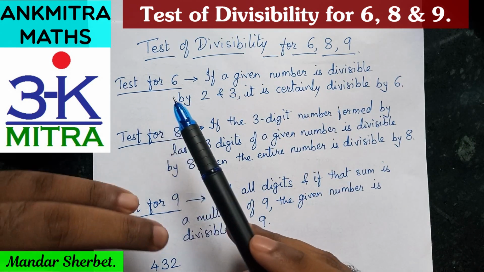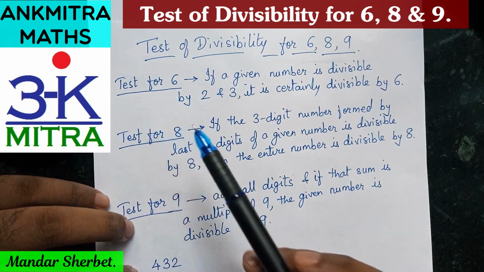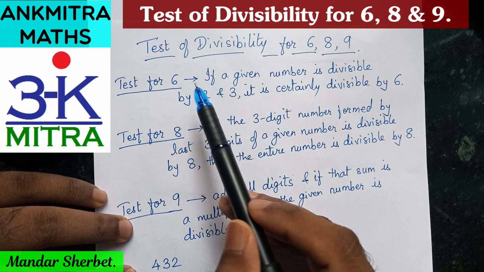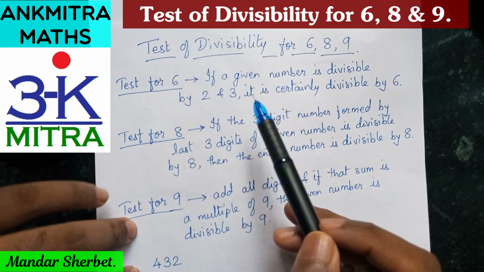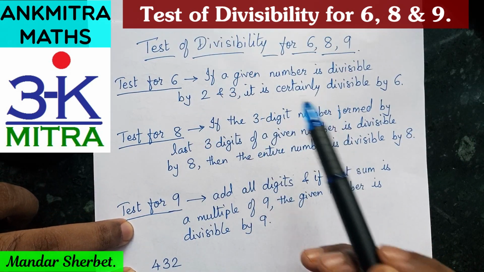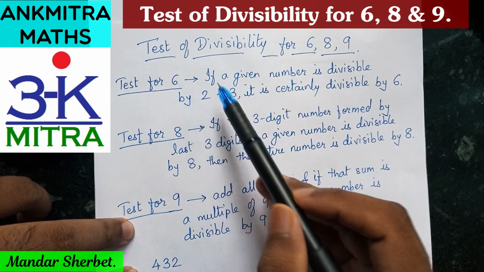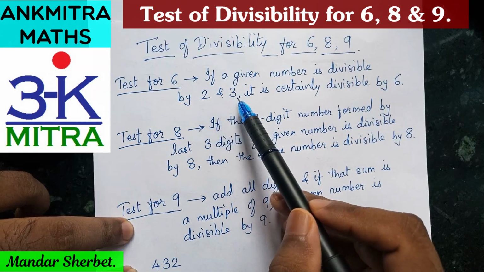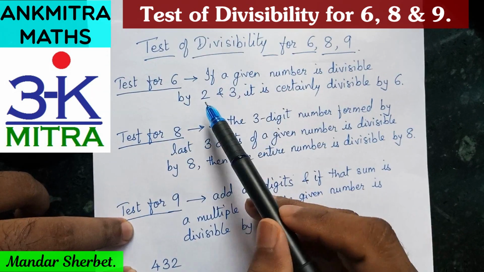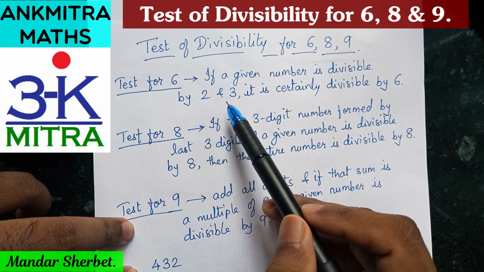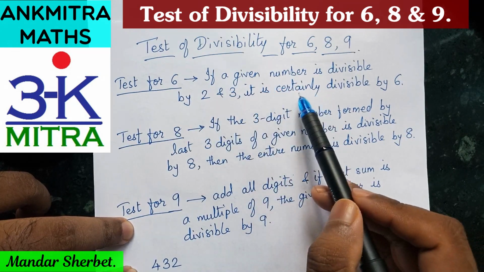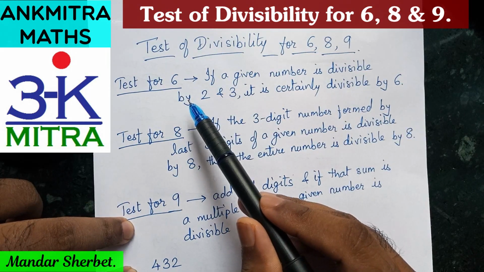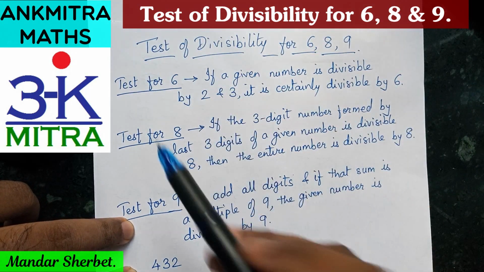Now the test for the digit 6. 6 is a multiple of 2 as well as 3. So the test of divisibility for 6 is a combination of the tests of divisibility of 2 and 3. If a given number is divisible by both 2 and 3, then the given number is certainly divisible by 6. So this is the test for divisibility of 6.